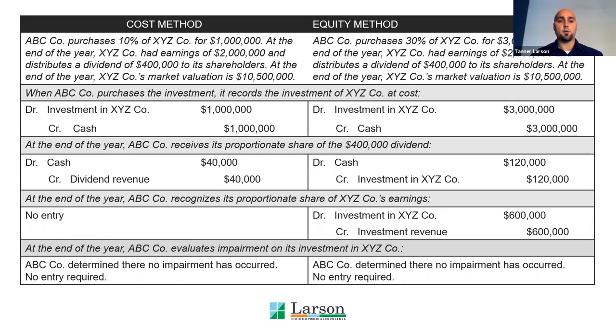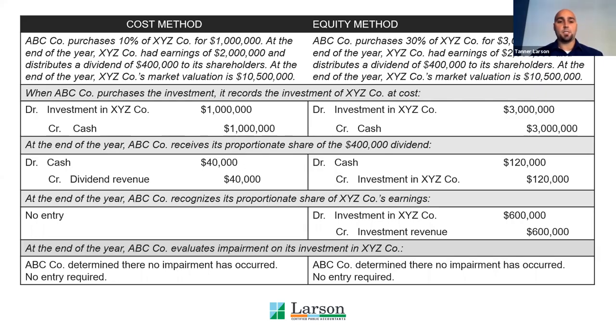XYZ Co. had earnings of $2 million and distributes a dividend of $400,000 to its shareholders. At the end of the year, XYZ Co.'s market valuation is $10.5 million. So when ABC Co. purchases the investment under both the cost and the equity method, you record the investment at cost by debiting an investment account and crediting cash.